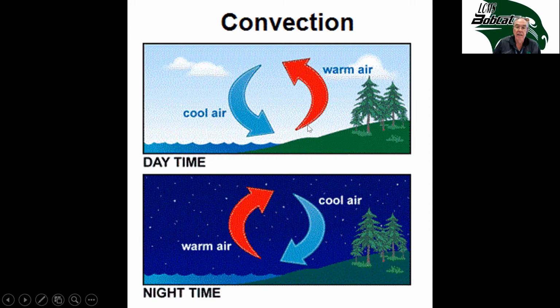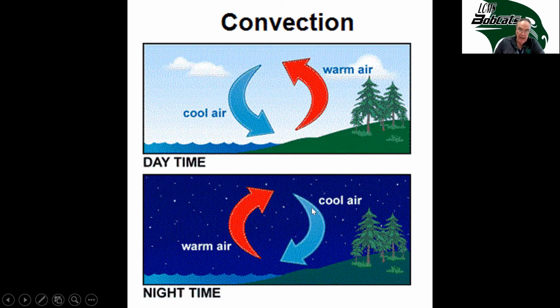This warm air, as it gets farther from the land, starts to cool off and it circulates back over to replace the air that came from the ocean, and it starts this convection current. And this is why if you're standing at the ocean looking out, the wind during the daytime is always hitting you in the face.